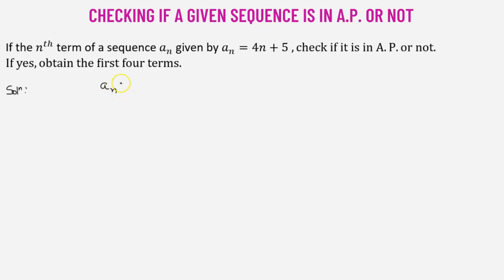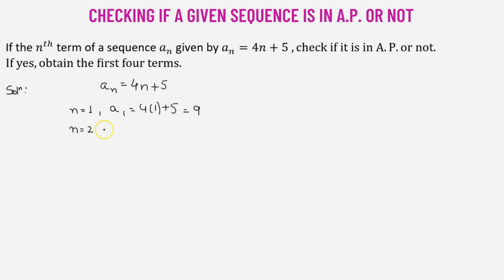So here we have an, which is given by 4n plus 5. Before checking whether it is an AP or not, let's try to find out the first 4 terms. We will find the first term. For that, we consider n equal to 1, such that a1 will be equal to 4 times 1 plus 5. So this value is going to be equal to 9.